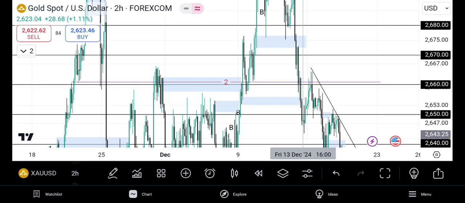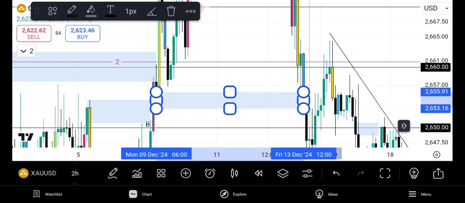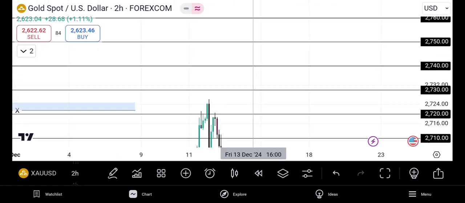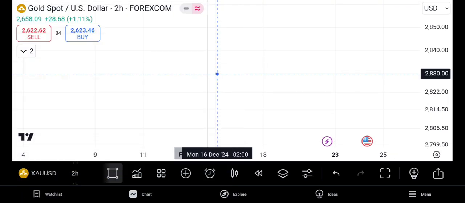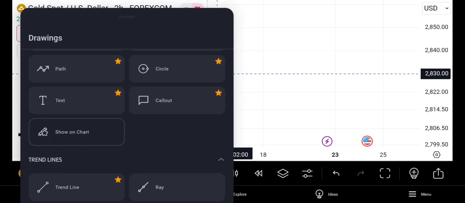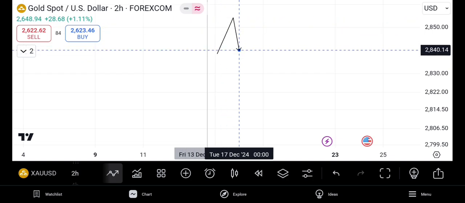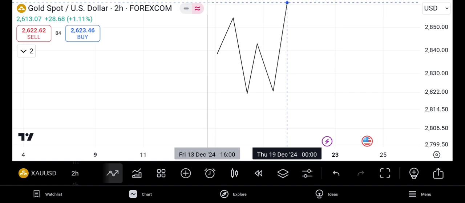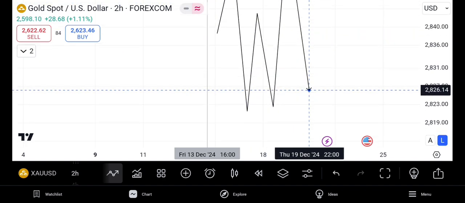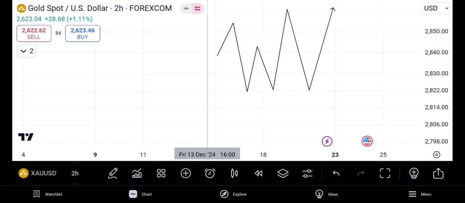What did I do? I marked out this zone as a flip, because with my strategy, I only take entries that align with an order block, breaker block, or flip.